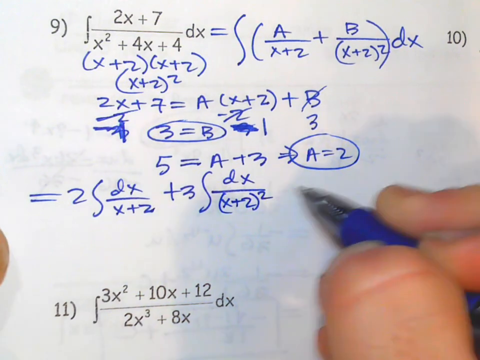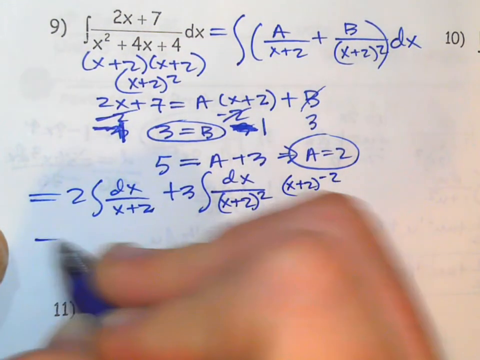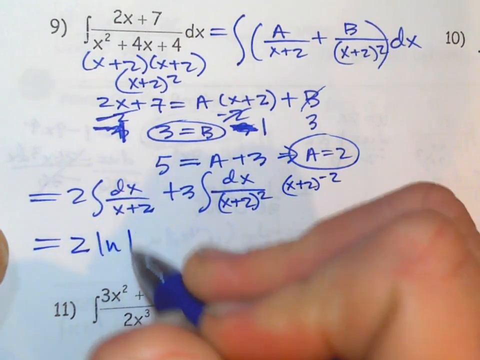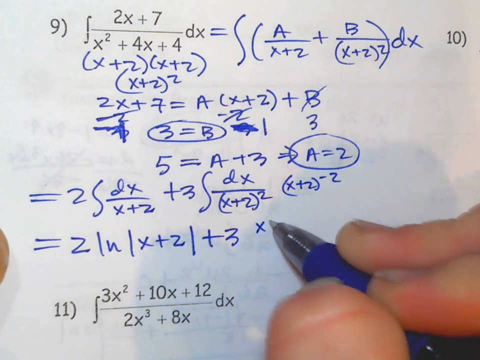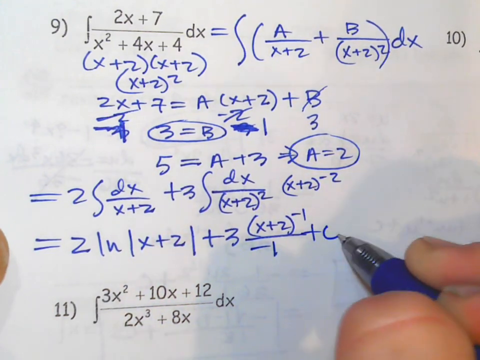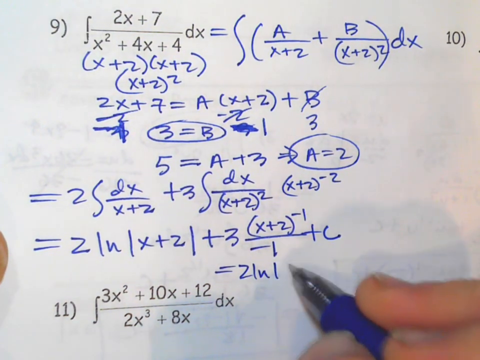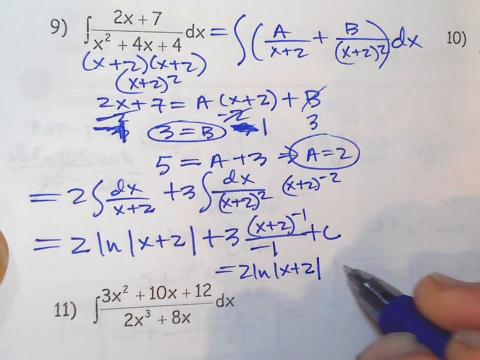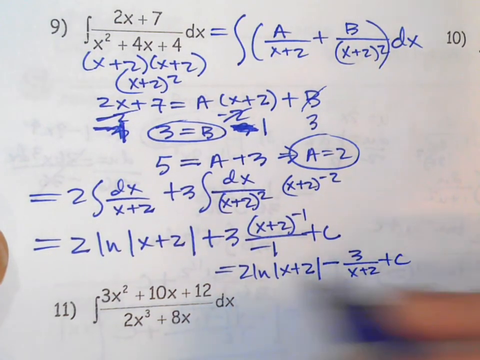Now this is negative power. This is x plus 2 to the negative 2. All right, so that's power rule. This is going to be 2 natural log of the absolute value of x plus 2 plus 3 times x plus 2 to the negative 1 divided by negative 1 plus c. I don't want negative exponents for final answer, so it's going to be 2 natural log of the absolute value of x plus 2 minus 3 over x plus 2 plus c.